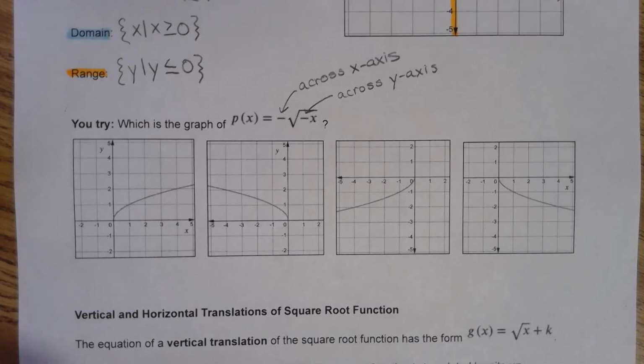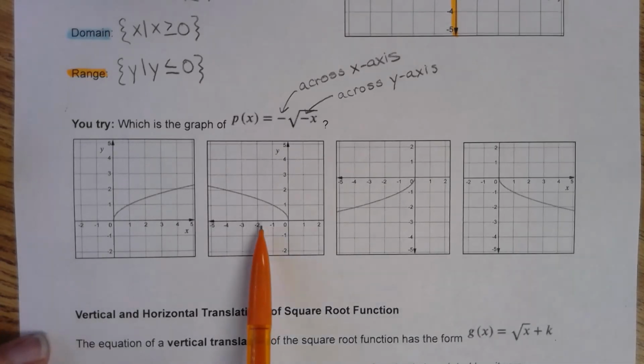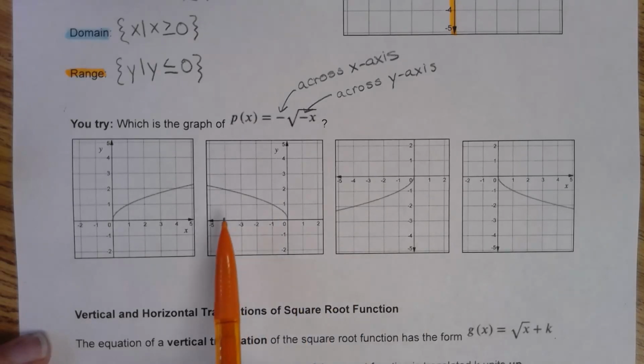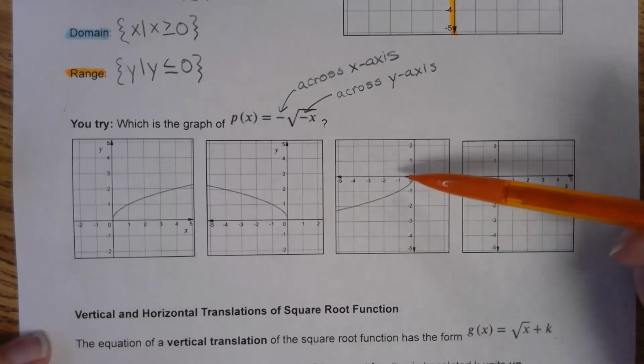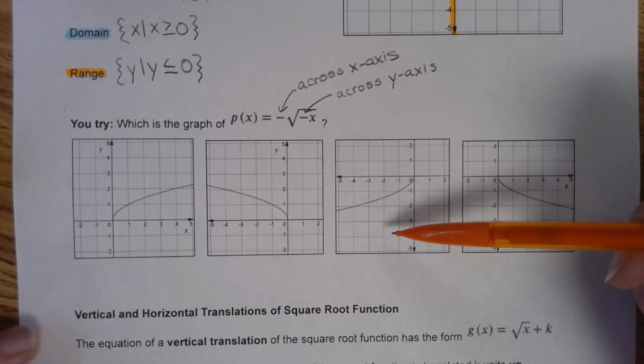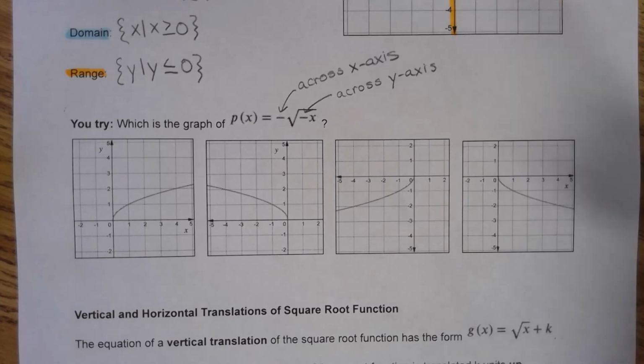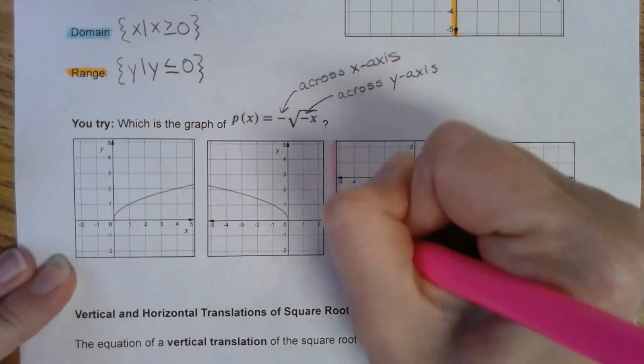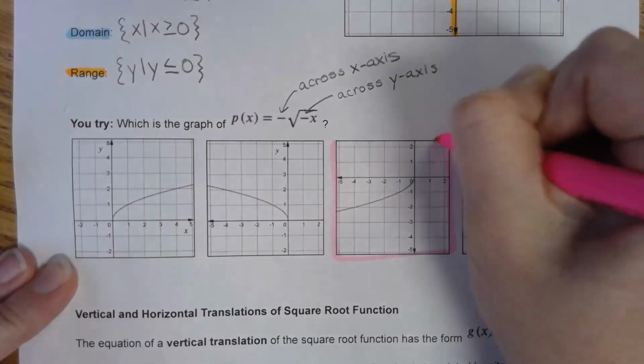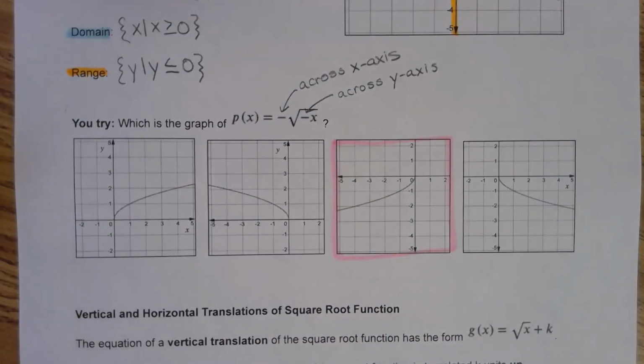The only graph that does that: we can see the second choice does a reflection across the y-axis, but then we need to also reflect it down into the next quadrant to make it a reflection across the x-axis also. The only graph that does that is this third one here. That would be our function p of x.